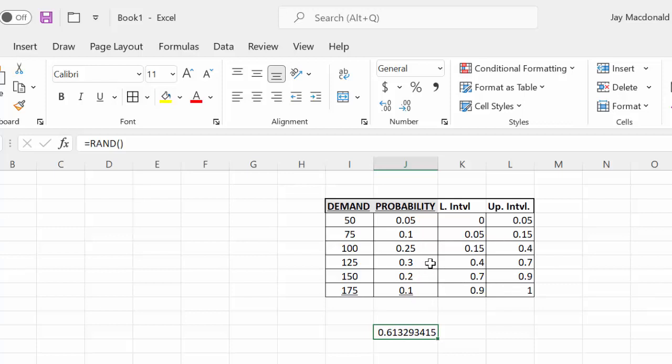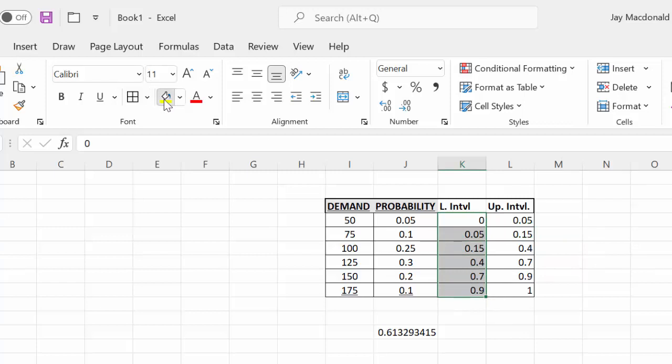things that have a large probability of occurring, such as 125 has a 30% chance of occurring, and that's mimicked by the distance between 0.4 and 0.7, right? When we're looking at something between 0 and 1, 0.4 to 0.7 captures quite a lot of it, right? It captures that 30%. Now, when we're using Excel, we only need the lower interval.